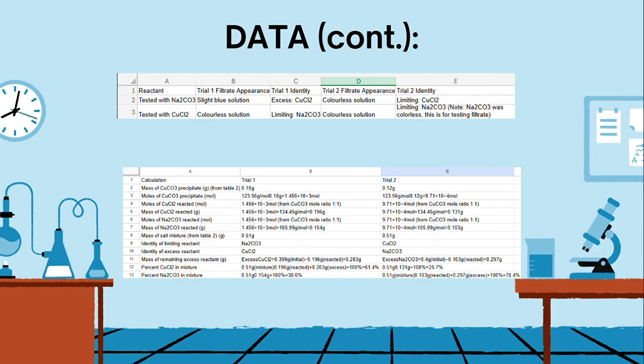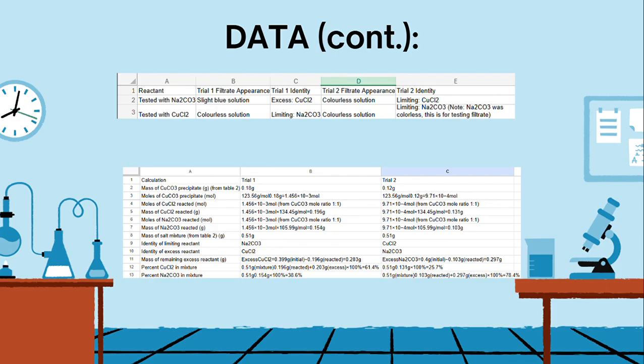What we can see here, our reactant when testing with sodium carbonate, our limiting reactant for trial 2 turned out to be copper chloride, and the excess was also copper 2 chloride in our trial 1. The filtrate for this was a slight blue solution in trial 1 along with a colorless solution for trial 2.